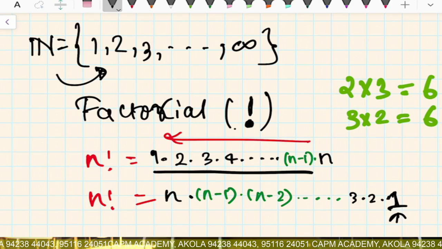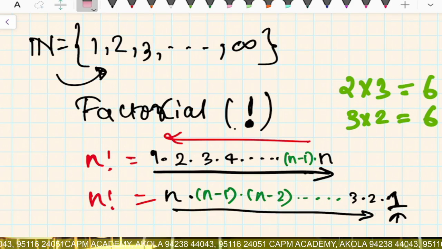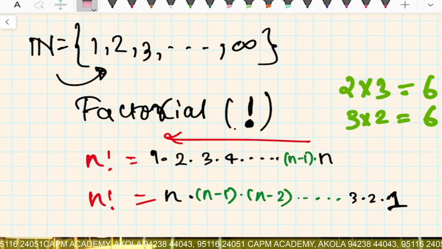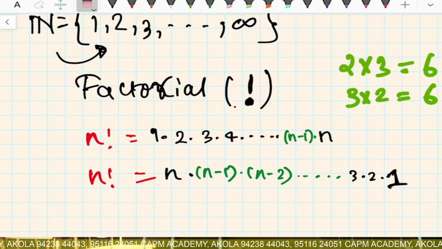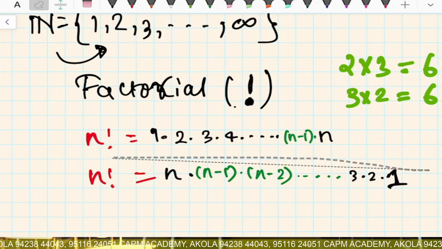We started from 1, we ended up with n. We started with n, we are ending up with 1. And since the multiplication of 3 into 2 is equal to 2 into 3, hence the multiplication of 1 up to n numbers or n up to 1 numbers is going to be the same. And thus n factorial, and thus let me just bring it up here, over here.